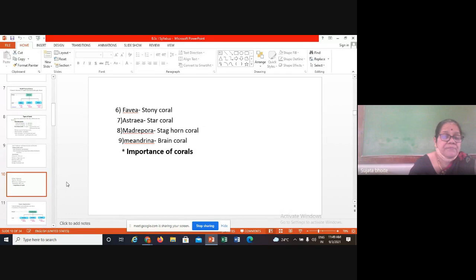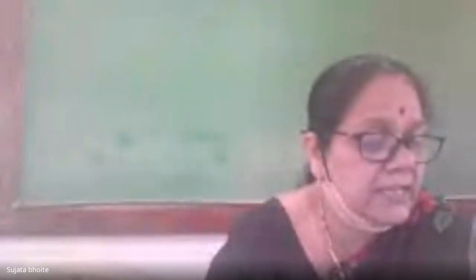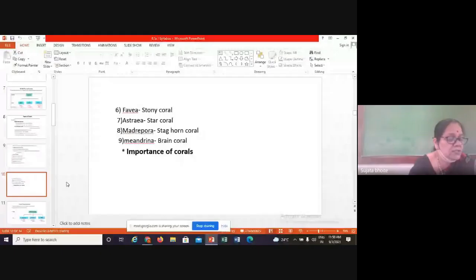are used to make ornaments, and for decorating houses, aquaria, or rock gardens, etc. Corals are used for constructing buildings and paving the roads. Generally, these corals protect the seashore from the erosions. This is the importance of the corals.